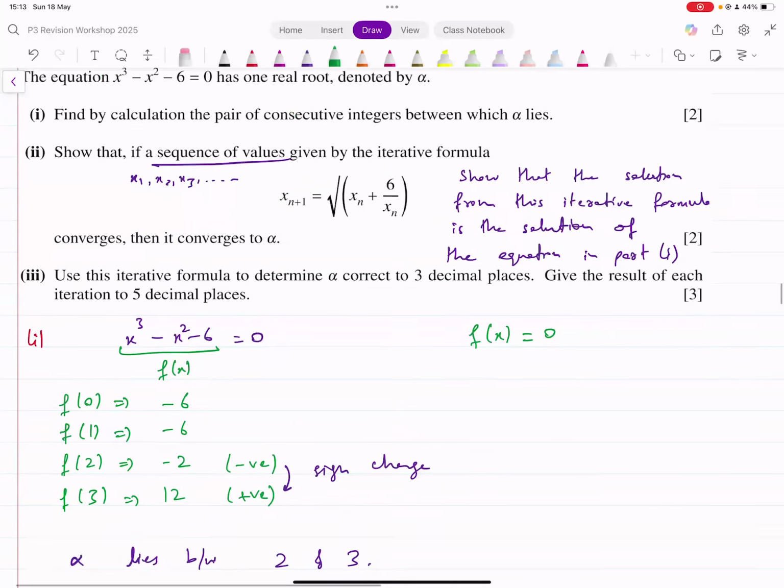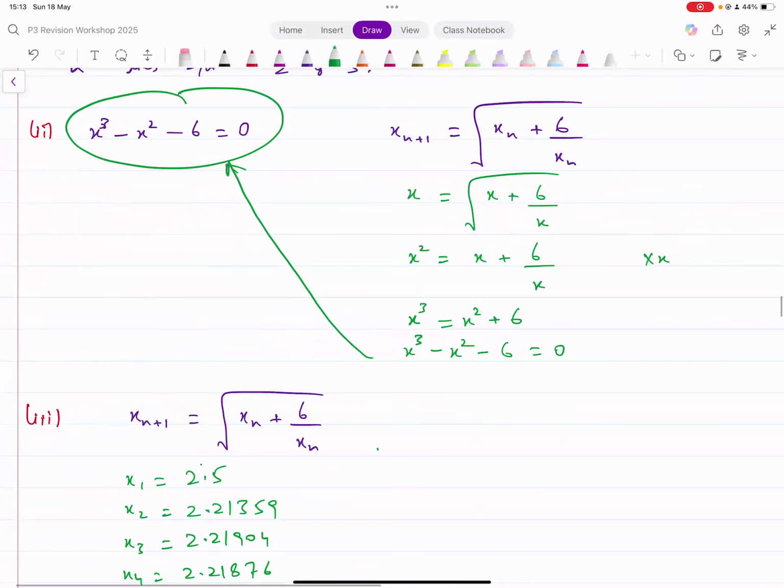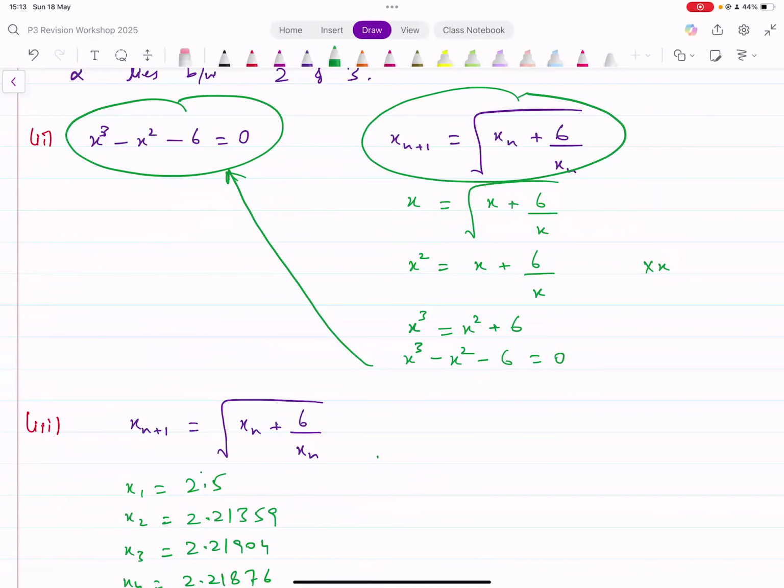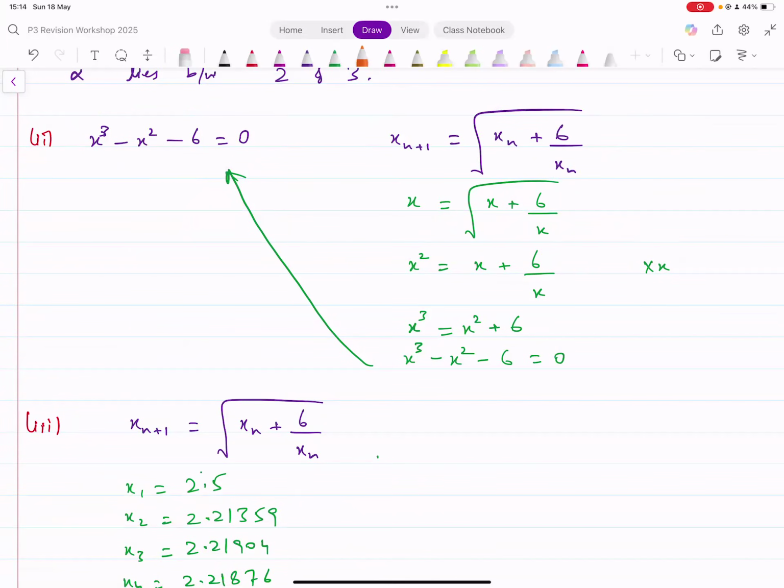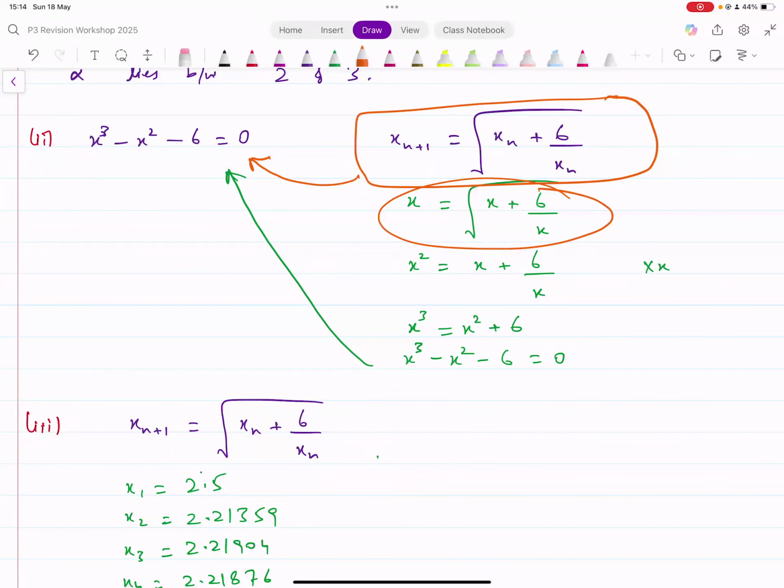How do you prove that? This is the equation. This is the iterative formula. You either rearrange this equation to convert it to a format like this, or the easier way generally is that you convert the iterative formula to a form such that it becomes this. So remove n plus 1 and n. That gives you this. Square both sides to get rid of the square root.